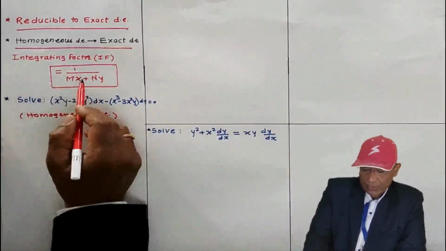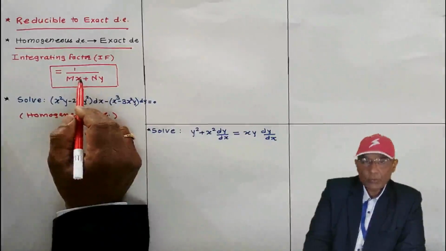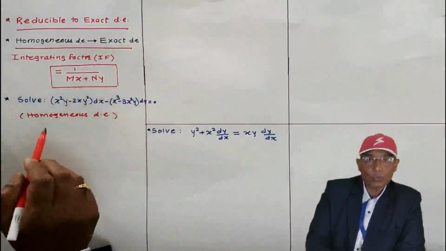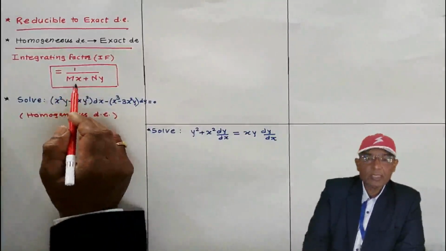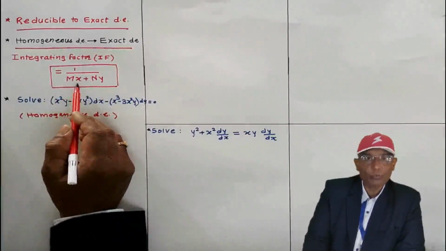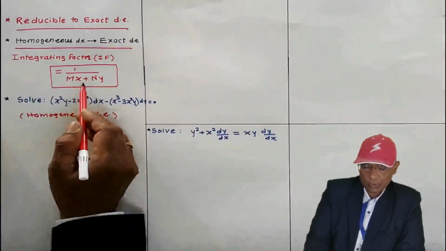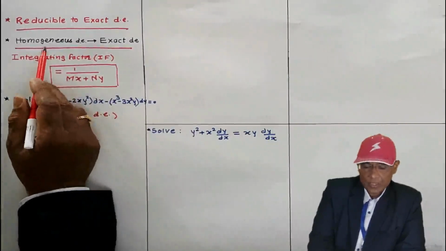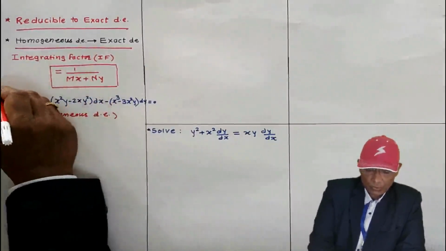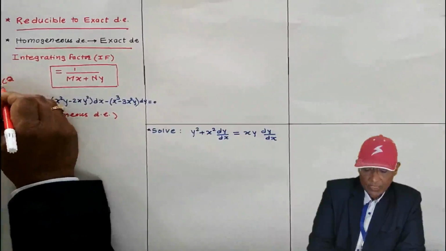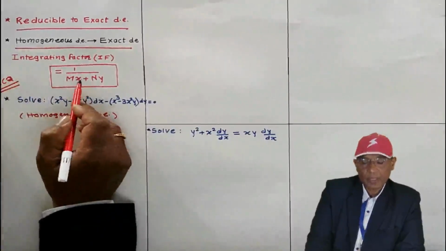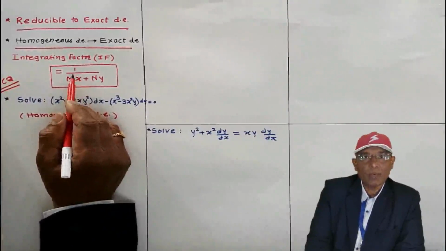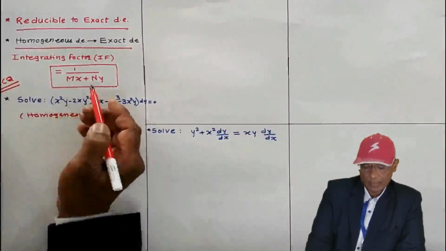What to do? We have to use this formula. Why use this formula? Because the equation is homogeneous. This integrating factor formula is made only for homogeneous differential equations. This you have to remember, as it may be asked as one of the MCQs. For a homogeneous differential equation, the integrating factor is 1 by Mx plus Ny.